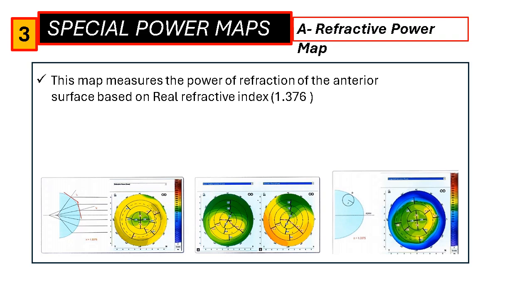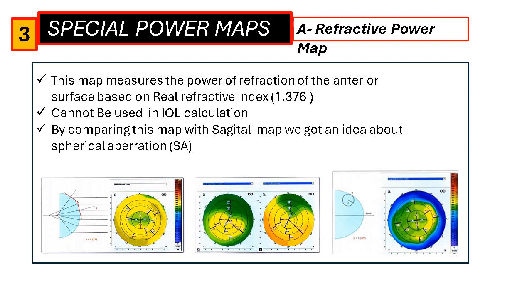That's 1.37. And that's why it is not used in the IOL calculation, because it will give an overestimation of the power of the intraocular lens. And it is used in determining the spherical aberrations along with the tangential map. So it is not used in the IOL calculation, but used to have more information about the cornea as far as the spherical aberrations, and to know the real power of the anterior surface of the cornea using the real refractive index, not the assumption that has been made before that the anterior surface of the cornea has a refractive index of 1.337.